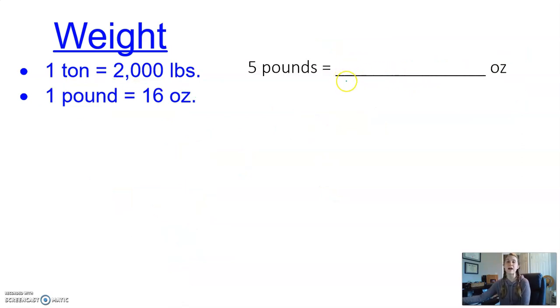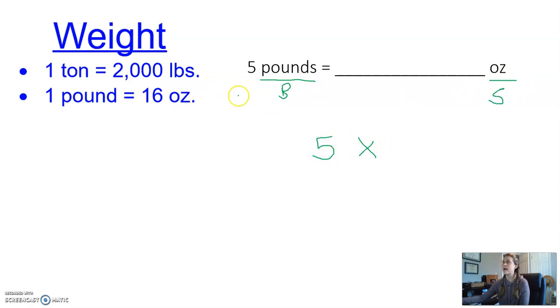All right, this one says 5 pounds equals how many ounces? So let's get to it. I'm going from pounds to ounces. I'm going from big to small. Multiply them all. We're going to take our 5 pounds and multiply it by how many ounces are in a pound, which is 16.